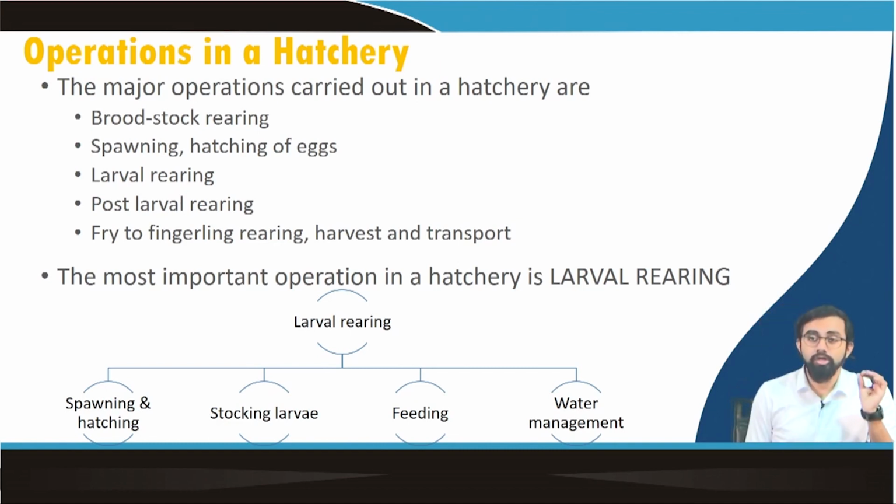So you need to think about what type of feed you are giving, what is the feeding rate, what is the feeding capacity, all this feed conversion ratio and all this you have to think about, okay? The stocking density is very important. What is the stocking density of larva that you are providing to your system, and based on that you have to optimize the system and all, okay?